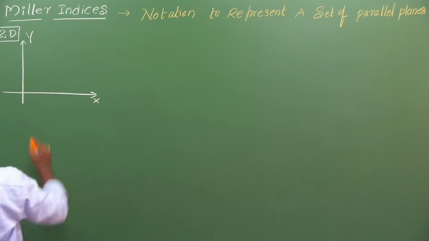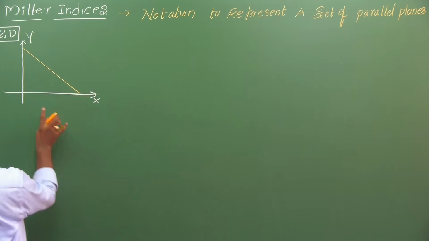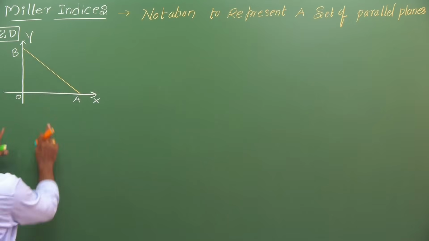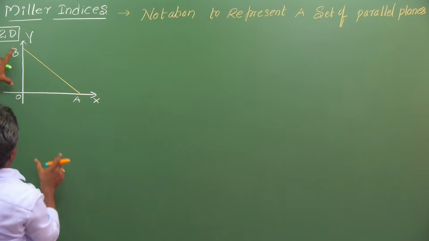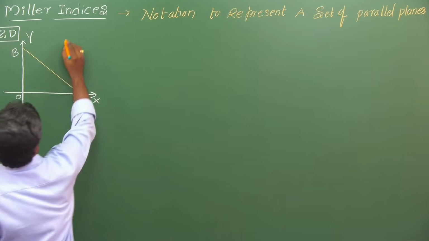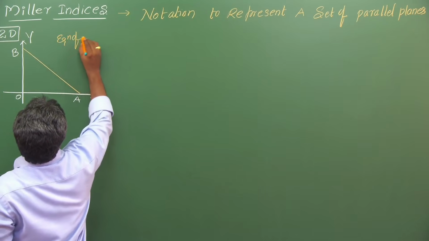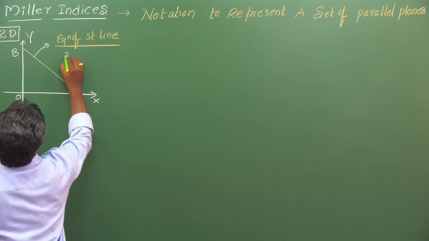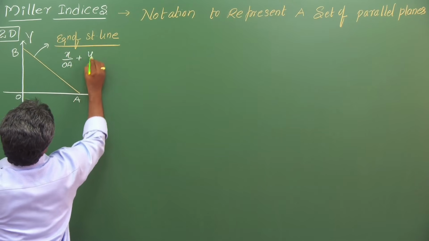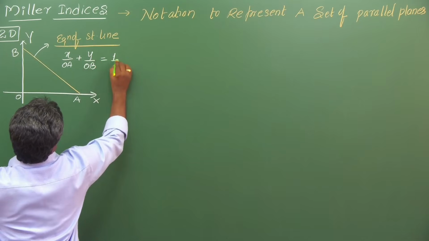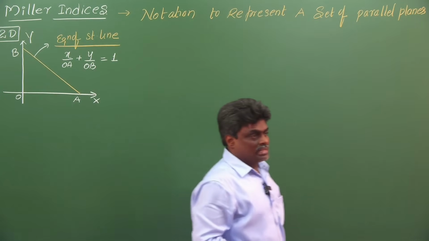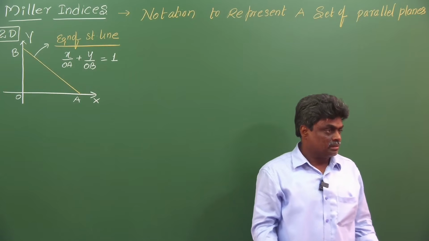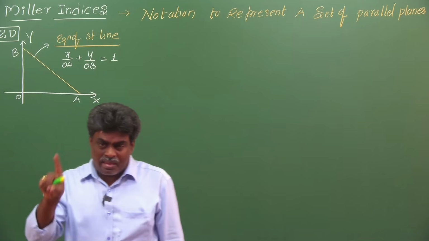Listen carefully. Now I have a straight line which is having an intercept O. This is A and this is B. The intercept along x-axis is OA and the intercept along y-axis is OB. What is the equation of the line? The equation of a straight line, I hope everybody remembers, is x by OA plus y by OB equal to 1. If you remember, x by A plus y by B equal to 1.